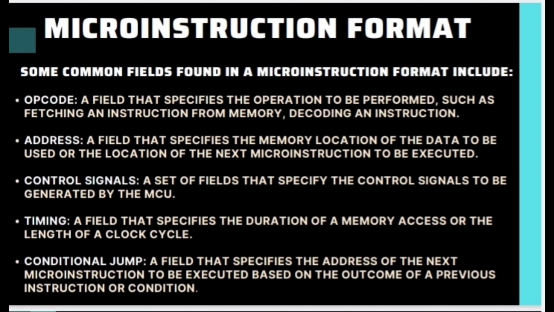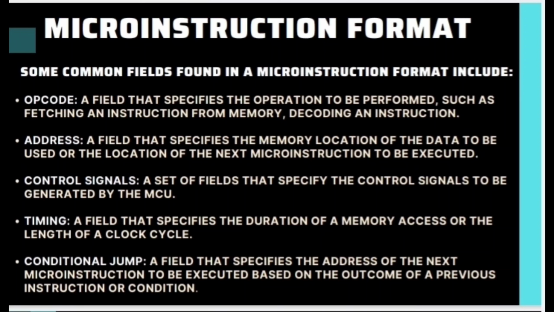Now we are going to see the format of micro instruction. Some common fields found in micro instruction formats include opcode, address, control signal, timing, conditional jump. A field that specifies the operation to be performed, such as fetching an instruction from memory, decoding an instruction, is known as opcode. A field that specifies the memory location of data to be used or location of next micro instruction to be executed is known as address.